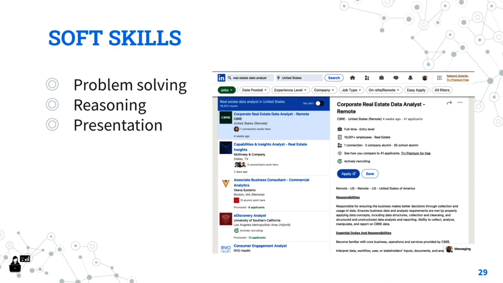On the right-hand side is a screenshot on LinkedIn. By performing a quick search of real estate data analyst jobs on LinkedIn, you can see there are over 13,000 roles available across the United States, some of them in person and some of them fully remote. These are for top companies as well, like CBRE, McKinsey, and USC. You will be able to translate the skills learned from this course to real-world roles for top companies.